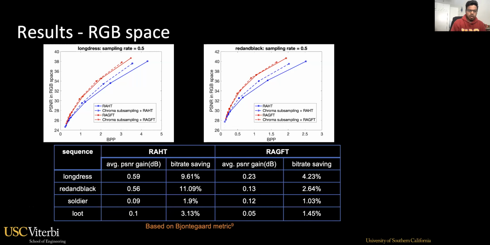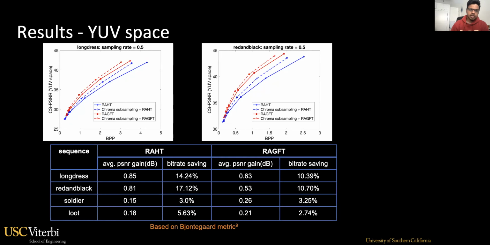For the long dress and red and black sequences, we observe a significant bitrate saving of around 10% and an average PSNR gain of 0.5 to 0.6. These values are based on the Bjontegaard metric. For the other two point cloud sequences, we observe very little bitrate saving, because these point clouds are inherently smooth and adding chroma subsampling wouldn't make much difference here. The same results can be seen in YUV space as well.